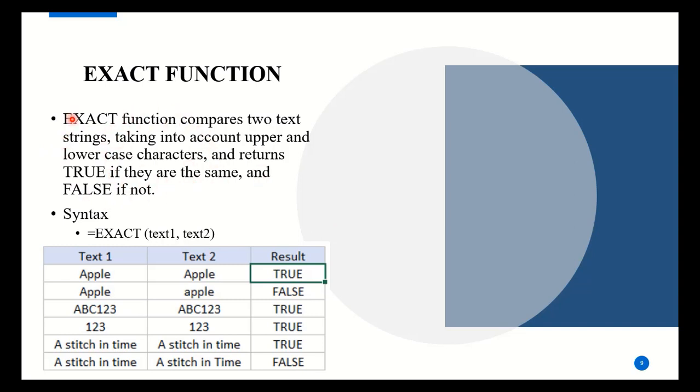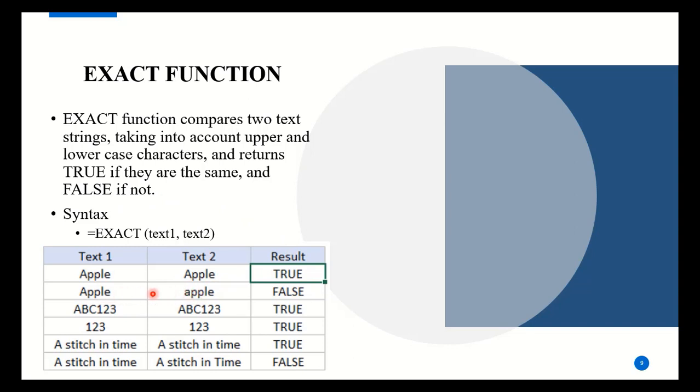The EXACT function compares two text strings, between text 1 and text 2, taking into account upper and lowercase characters. So what does it mean? It means that it will compare both of them and consider capital letters and small letters. So you see, it compares the word apple, written the same, so it returns TRUE. It returns TRUE if they are the same and FALSE if not. You see both of them, the second column, the second row, sorry.